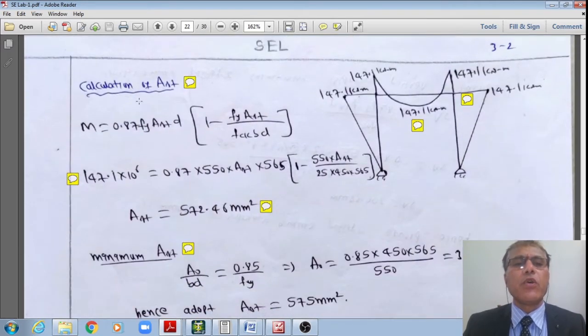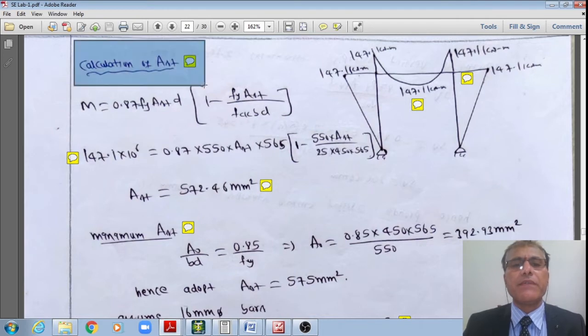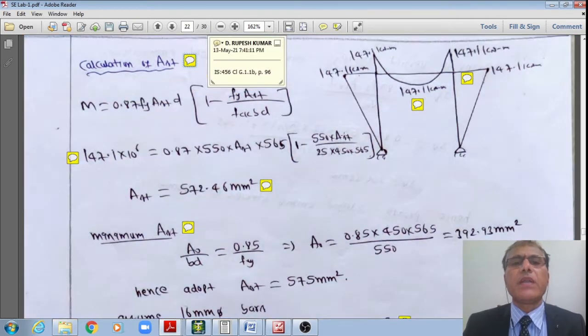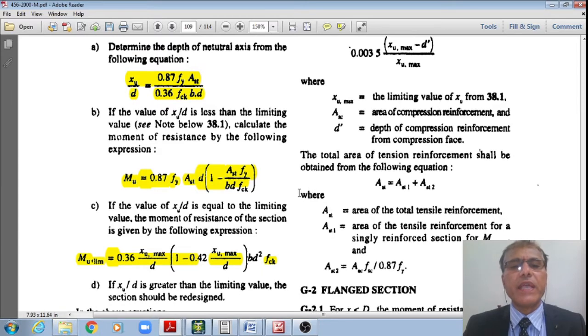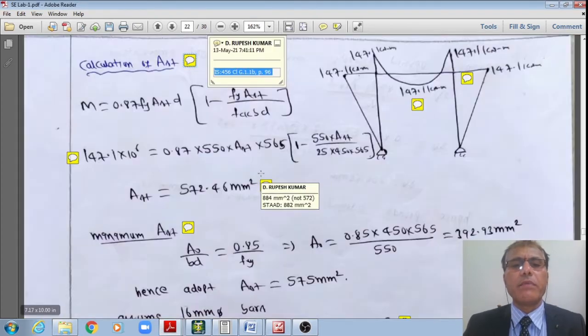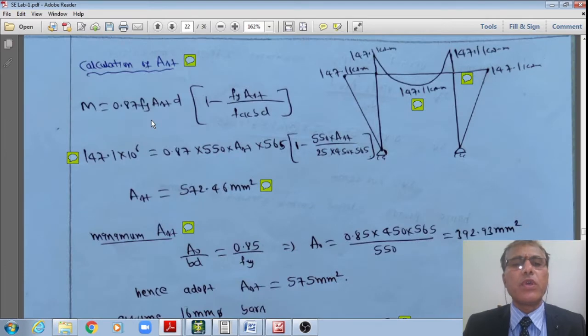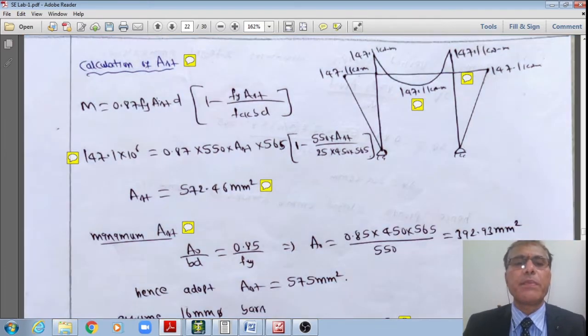Therefore, once I know that, I'll go to the next subheading: the calculation of the area of the steel. Now, as per the Indian Standard code IS 456, just now we have seen Annex G 1.1 b, page number 96. From the same page, I can also see that Mu is given by the equation 0.87 fy Ast d minus 1 minus fy Ast divided by fck b d. If you substitute in this formula, it gives a quadratic equation in terms of Ast, student, because here Ast is operated upon Ast. Solving this, you will get the Ast required.